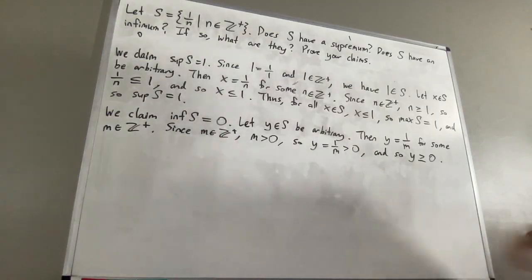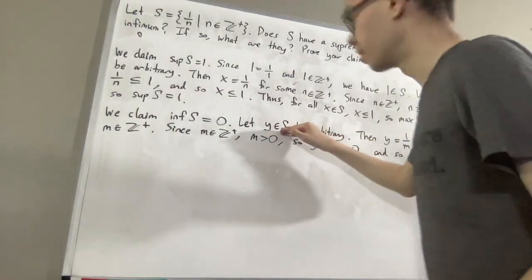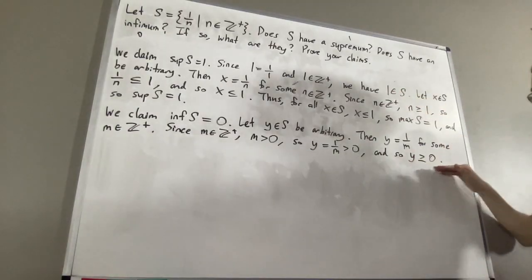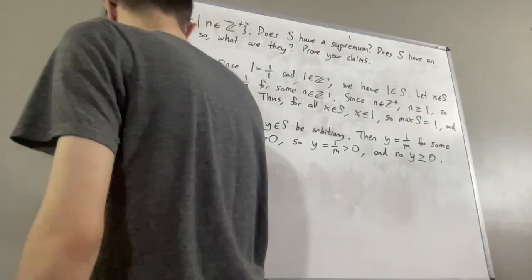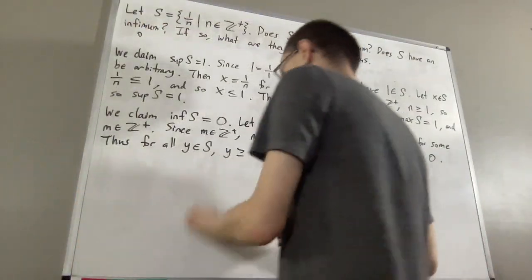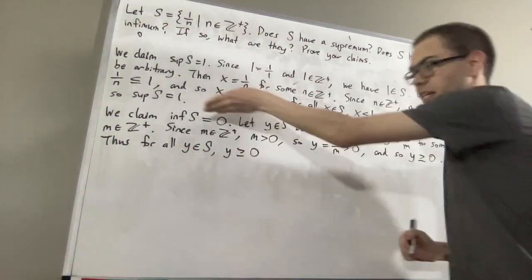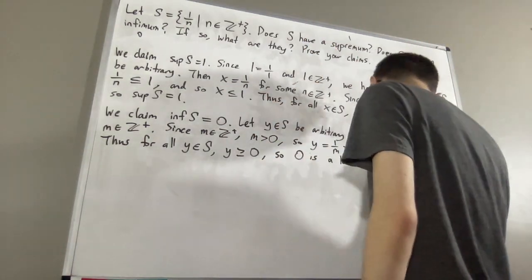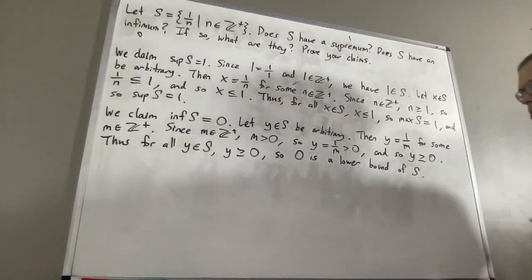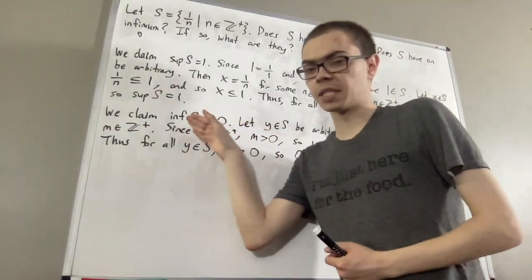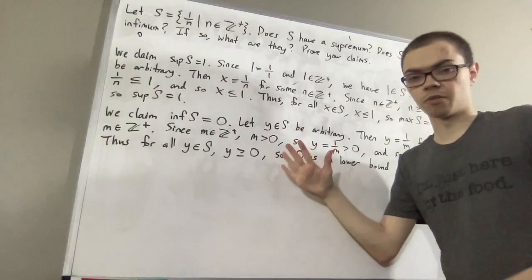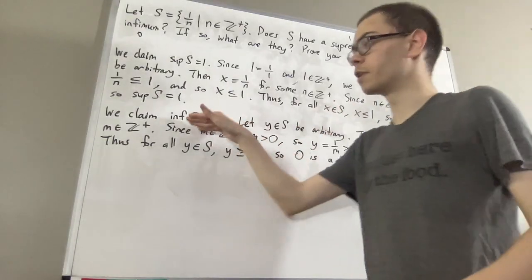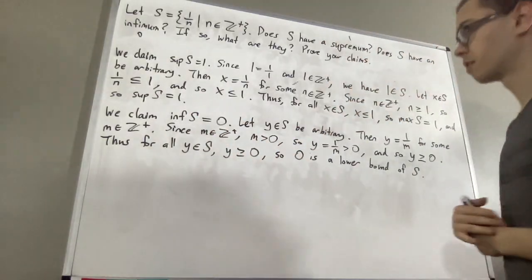So this shows if y is any element of S, then y is greater than or equal to 0. And therefore, for all y in S, y is greater than or equal to 0. And that's precisely what it means for 0 to be a lower bound of S. So now we want to show 0 is the infimum of S, right? The property that makes it the greatest lower bound of S. We want to prove that second property of the infimum of a set.